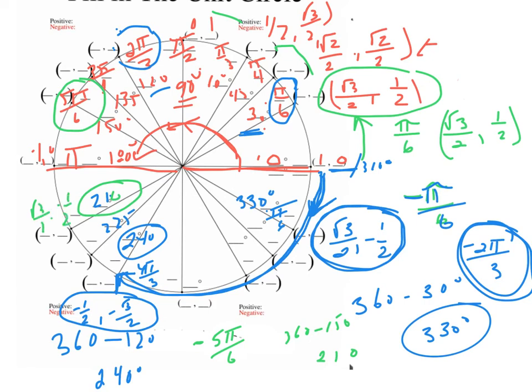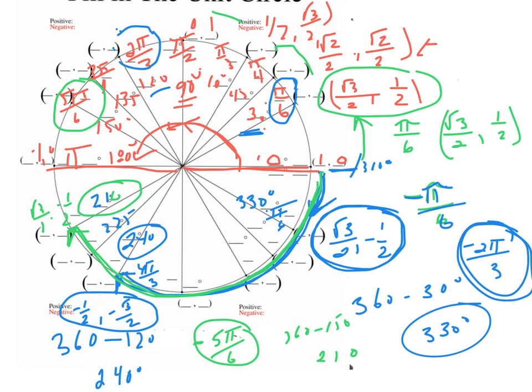So if I want minus 5 pi over 6, I'm going to go this way to 360 minus 150, because that's the value for positive 5 pi over 6. And I'm just going to count 150 this way, which will give me 210. So that's how we do the negatives.